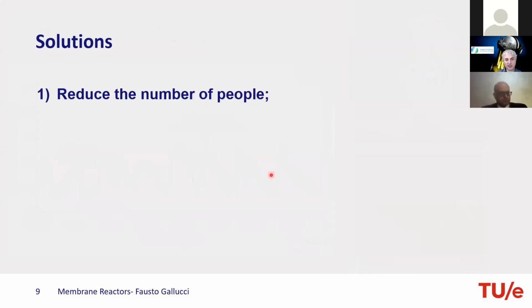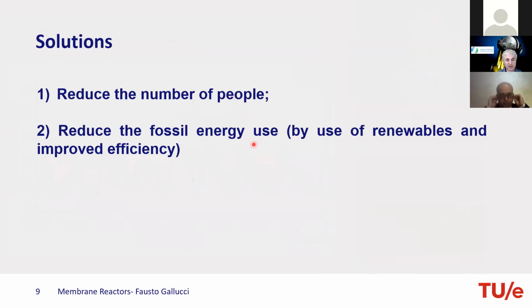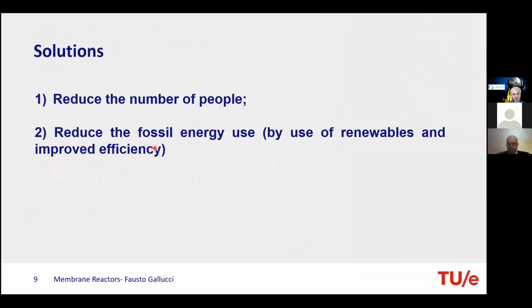And the first one is to reduce the number of people. Now, okay, this is not a politically possible solution, not politically correct, but it is a solution. And the other solutions are to reduce the use of fossil fuel. And this you can do in two ways, or even combining them. You can use more renewables, but you can also work on the efficiency of the processes. And if you combine the two, of course, you have a bigger impact.